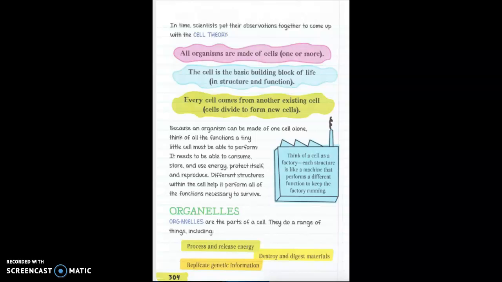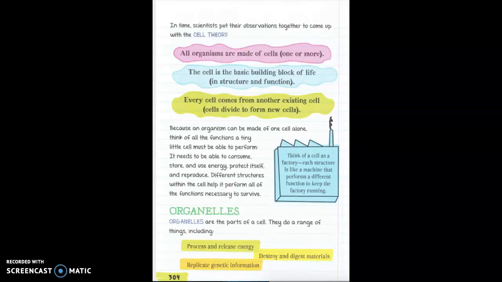Because an organism can be made up of one cell alone, think of all the functions a tiny little cell must be able to perform. It needs to be able to consume, store, and use energy, protect itself, and reproduce. Different structures within the cell help it perform all of the functions necessary to survive. Here in this blue box it says think of a cell as a factory. Each structure is like a machine that performs a different function to keep the factory running.